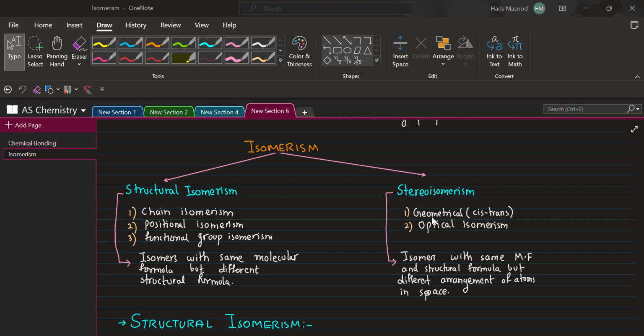Stereoisomerism also has two types: geometrical, which we call cis-trans, and optical isomerism. Isomers with the same molecular formula and structural formula. What is the difference? They also have the same structural formula, but a different arrangement of atoms in space. Clear? So in stereoisomerism, isomers also have the same name, but how we're going to differentiate them, we will study that.